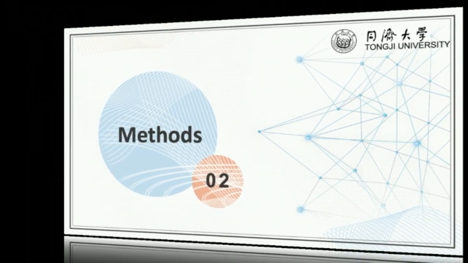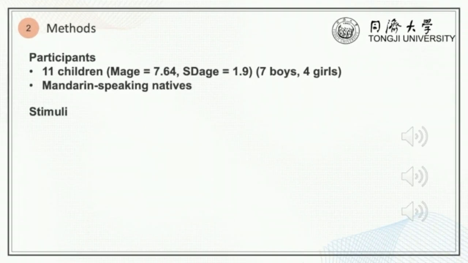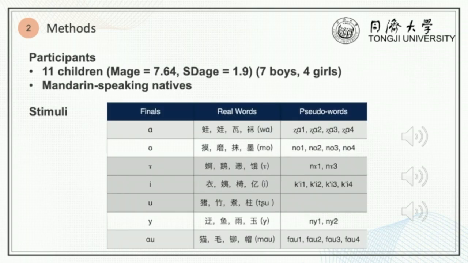We recruited 11 children to participate in the present study. All of them speak Mandarin Chinese as their native language and have no history of vision or hearing impairment. The stimuli were monosyllable real words, pseudo words, and filtered words. The real words contain all 6 monophthongs in Mandarin, namely a, o, e, i, u, yu, and 1 diphthong, ao.